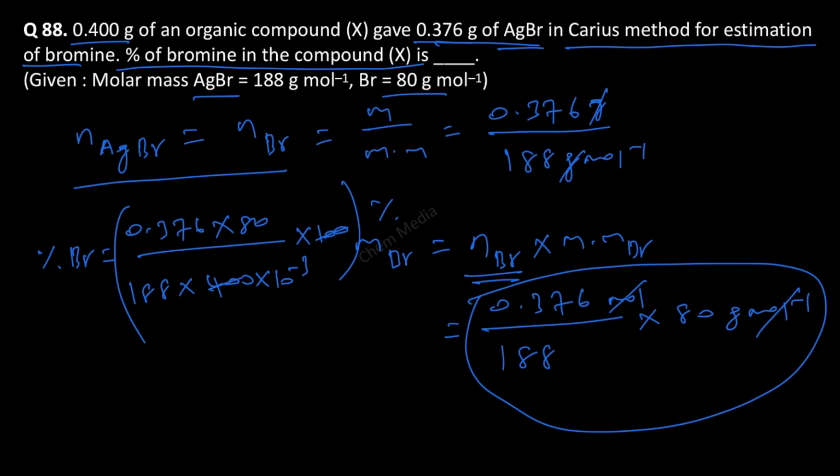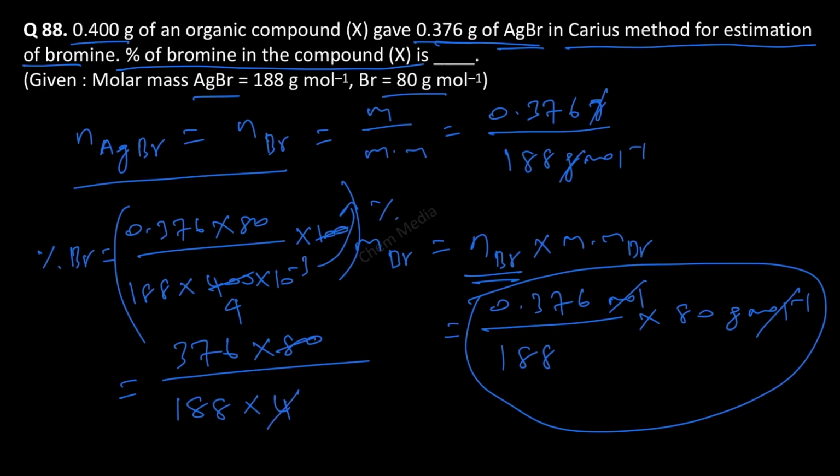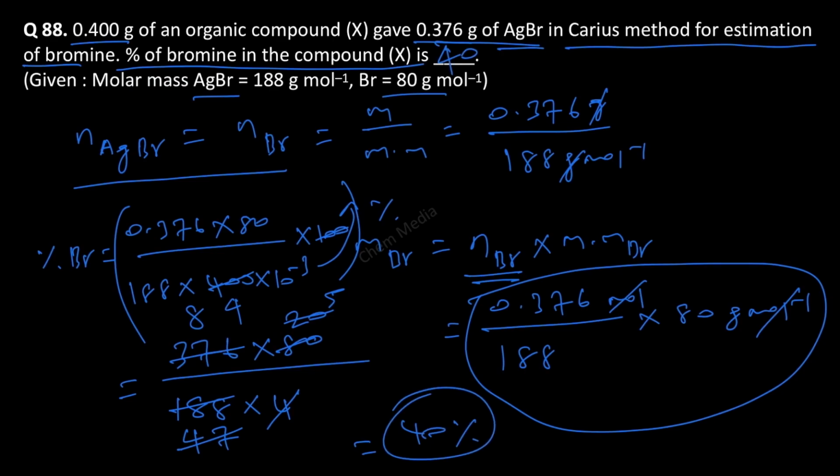100 divided by 400, so that is 4 times. If I am sending this 10 to the power minus 3 up, then it would be 376 times 80 divided by 188 times 4. So 1 times 4, this will be 20 times 4, and this will be 5 times 4, and this will be 4 times 4, 16, remaining 2, so 28, that will be 7 times 4. 47 times 8 will be 376. So therefore this will be 8. So 8 times 5. Therefore that is equal to 40%. Therefore 40 is the correct answer here.